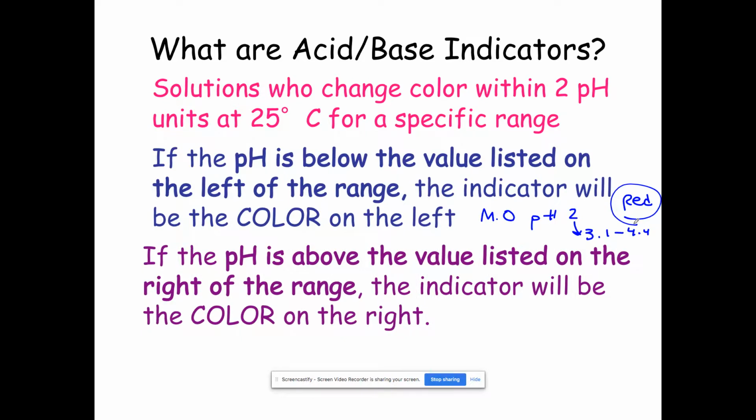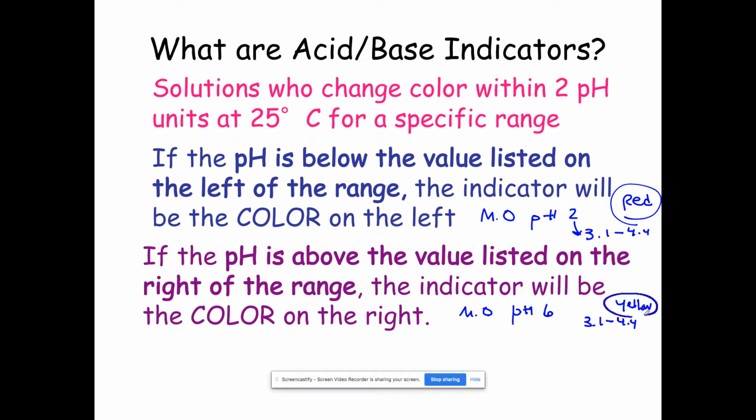If the pH is above the value listed on the color change chart, it's going to be the color on the right. So let's say I'm using methyl orange again in a pH 6. Again, the range is 3.1 to 4.4, and my substance is a pH of 6, that's over here, so it's going to be the color on the right, which is going to be yellow.